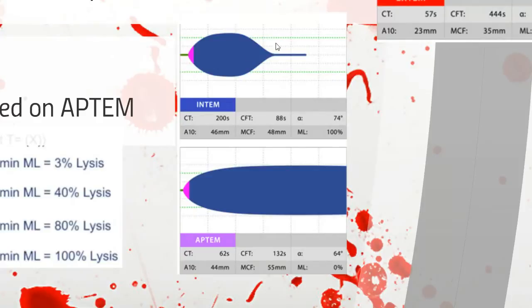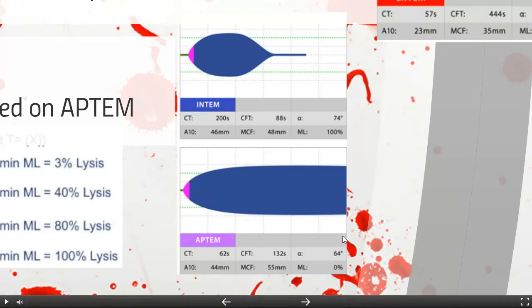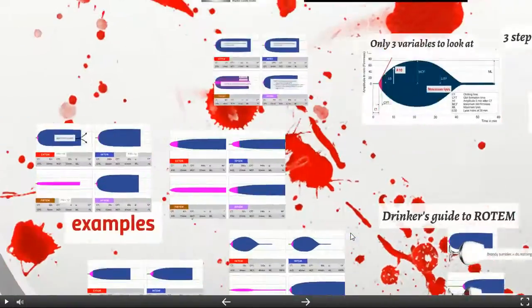So this is an INTEM showing lysis, complete lysis in fact. And if you add aprotinin or TXA, does it fix the problem? And yes, it does. There's no lysis here. So the answer here would be TXA.